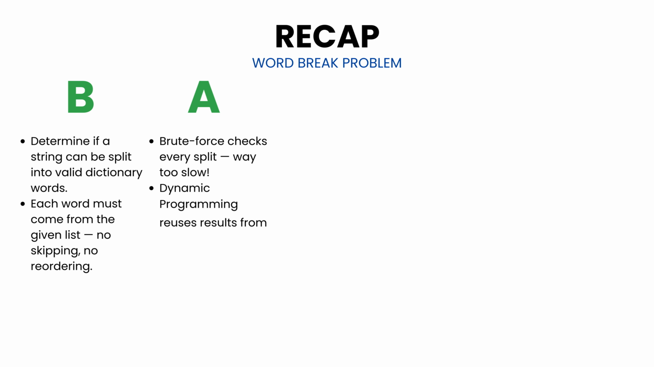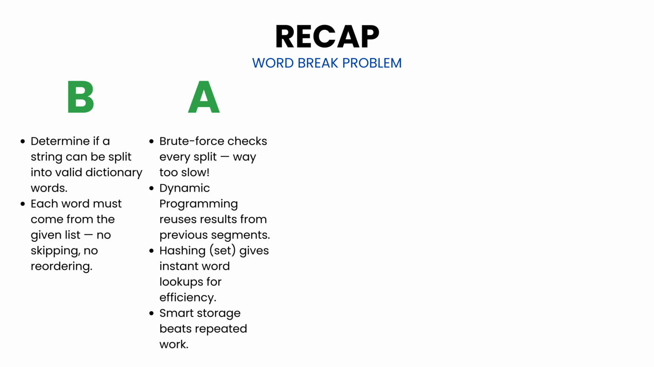Approach recap. We compared brute force and dynamic programming approaches. Brute force tries every possible split, exponential and inefficient. The DP method, on the other hand, reuses previously computed results to make smarter decisions, while hashing gives us instant dictionary lookups. Together, they form an elegant O(n²) solution.